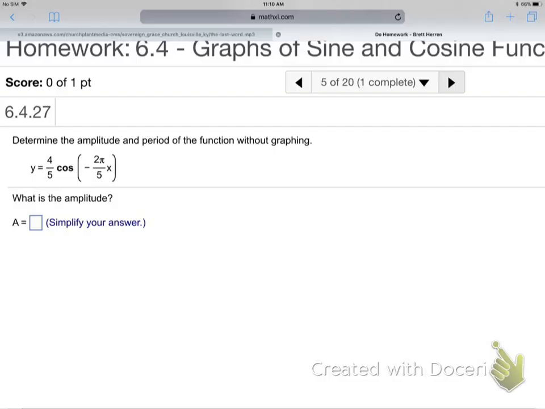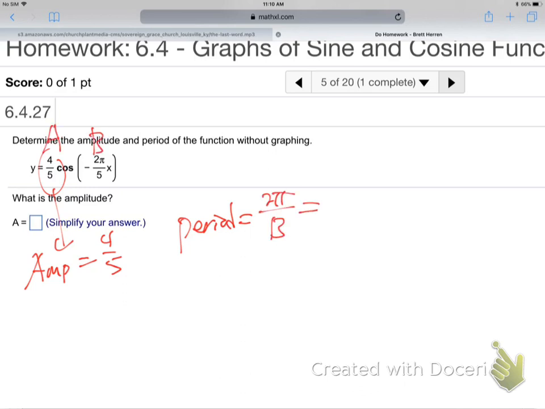So, same thing, they want the amplitude and the period. Can you do that? So there's the amplitude. The amplitude is that 4/5. And see if you can find the period of this one. 2 pi over b, right? This is A, this is B right there. So find the period. So 2 pi, and what's b?